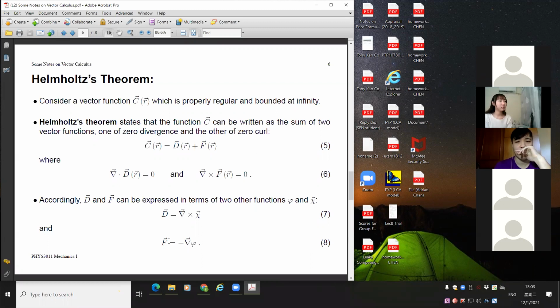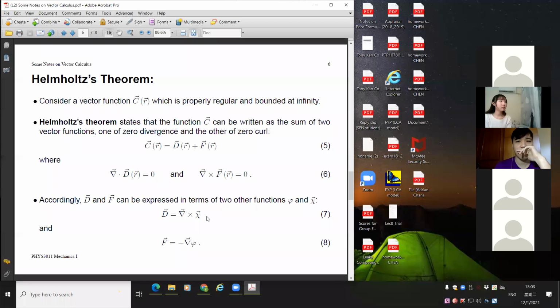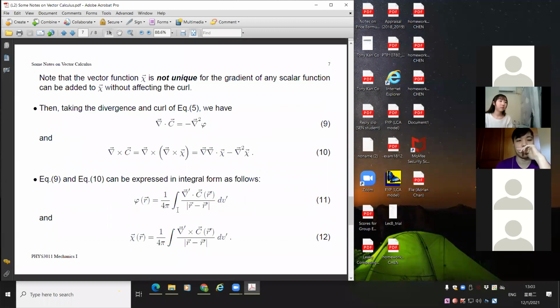Now, if you take the curl of F, that means you are going to evaluate del cross del. Then, since they're pointing in the same direction, we get 0. Note that the vector function is not unique, for the gradient of any scalar function can be added to chi vector without affecting the curl. Is it true? Because if we add something like a gradient of a scalar function, when you take del cross del, it gives you 0. So that's why the chi vector is not unique.